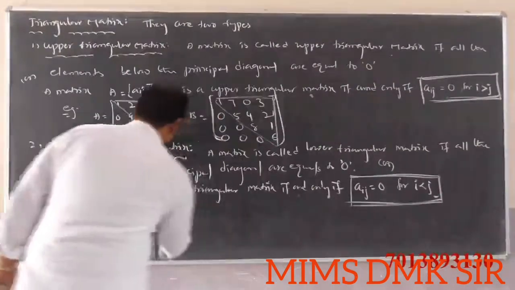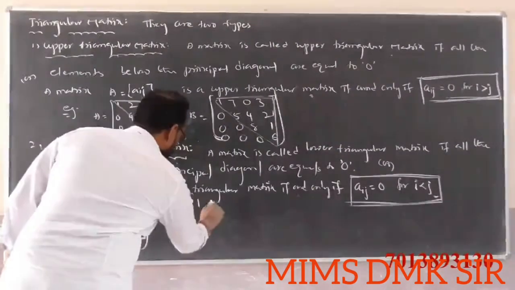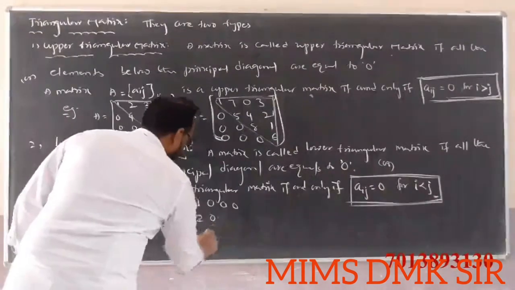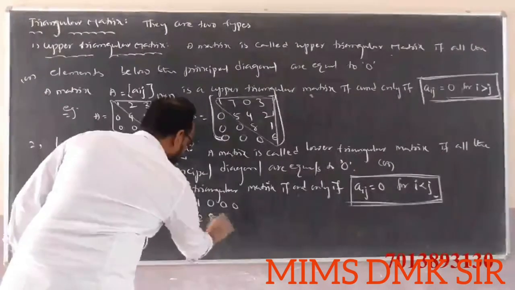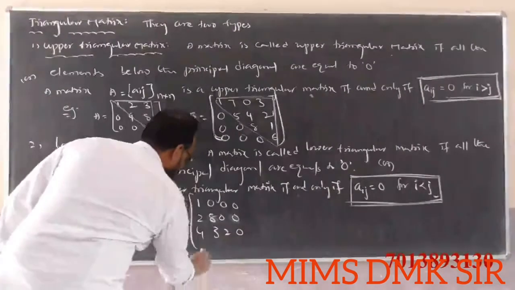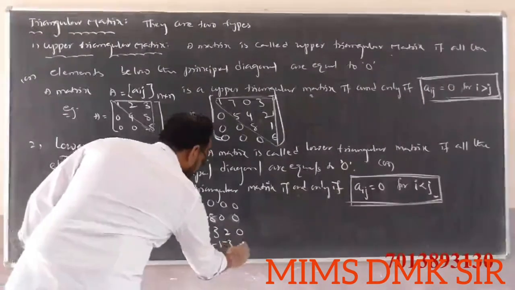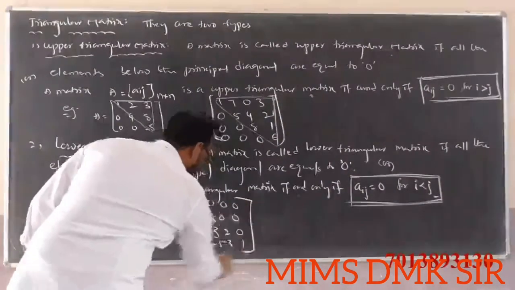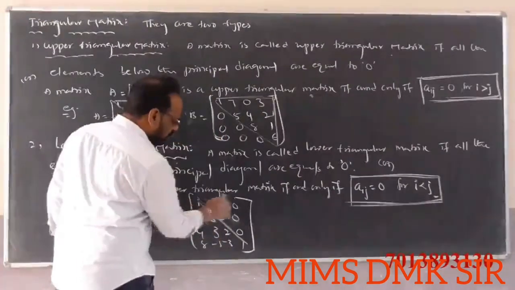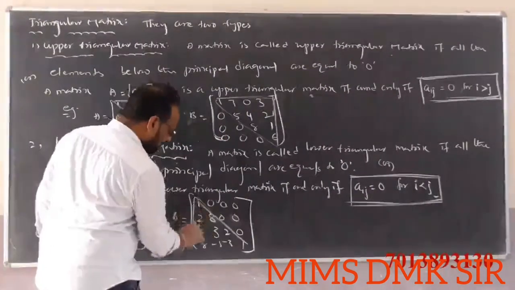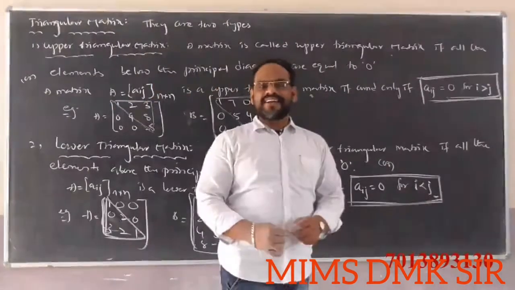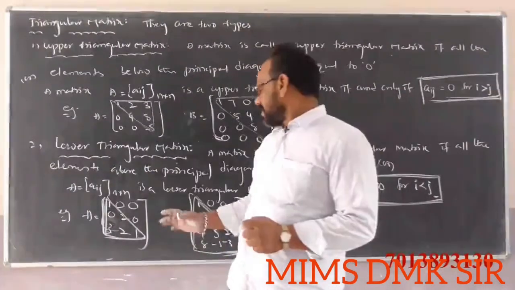Take another matrix. So B is equal to 1 0 0, 0 2 0, 2 8 0, 0 4 3, 2 0 8, minus 5 3 1. Observe here, this is the principal diagonal. Above the principal diagonal, the elements become 0. This matrix is called what? Lower triangular matrix.